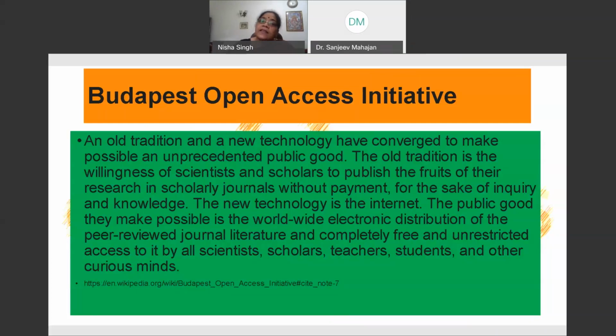They said that this initiative is like syncing two things. One is the old tradition, in which scientists and scholars want to publish the fruits of their research, whatever they have found, whatever knowledge they have gained, to give it out. Even in Indian culture, it has been there that what we have gained, we share. In old times it was believed that if you give it for free, only then will that power stay with you. Otherwise, if you start taking money, your powers will go away.